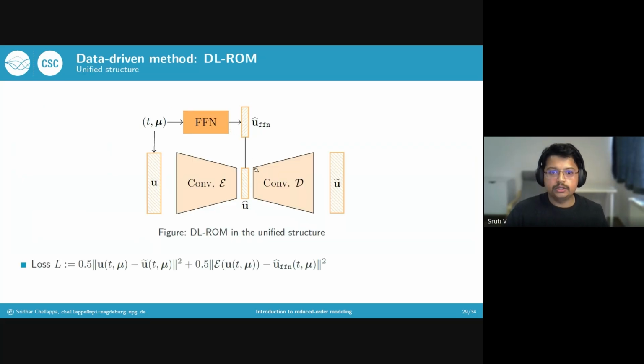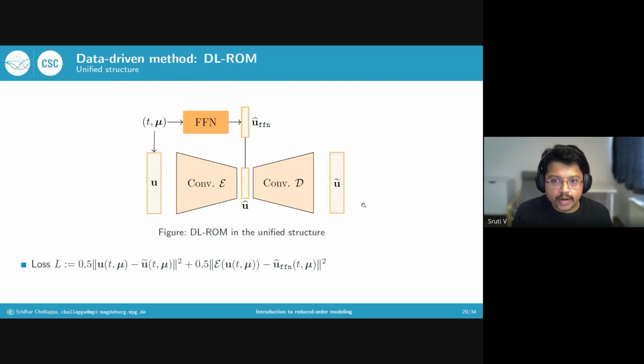And this is how it looks. So instead of the V transpose and the V, we have this convolutional encoder and the decoder, and the setup at the top remains the same. And the idea here is that the loss function has two components. So you try to minimize the reconstruction loss from the autoencoder in the first part of the loss, which is U minus U tilde. And of course, the second component has to do with the convergence of U hat towards U hat FFN. So they want to somehow push U hat and U hat FFN to be as close as possible, so that both approximations agree in some sense. So that's the idea of the DL-ROM.